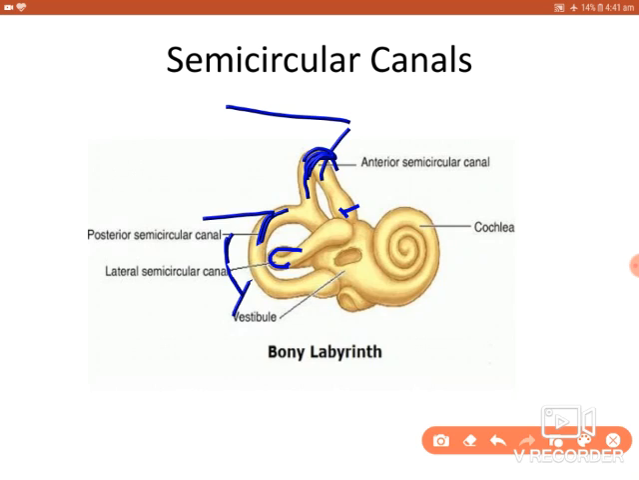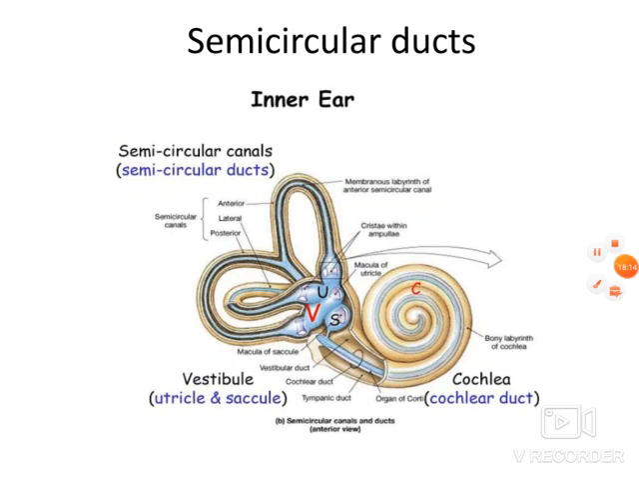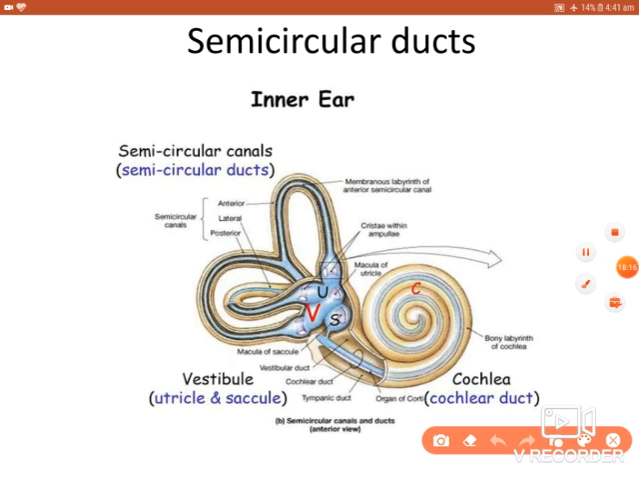Then the dilated parts of the semicircular canals here are called the ampulla. Then in the interior of these semicircular canals, you can see the membranous part. These are called the semicircular ducts. This is the anterior semicircular duct. This is the posterior semicircular duct. And here you can see this is the lateral semicircular duct.